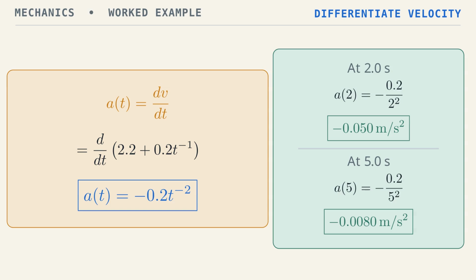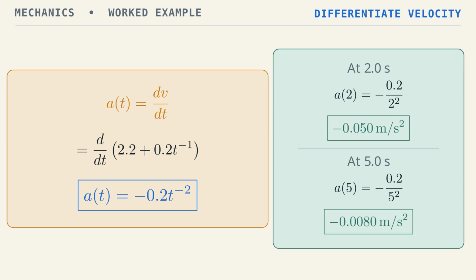Differentiate the velocity. The derivative of the constant 2.2 is 0. Write 0.2 over t as 0.2 times t to the negative 1 power. Its derivative is negative 0.2 times t to the negative 2, or negative 0.2 over t squared.